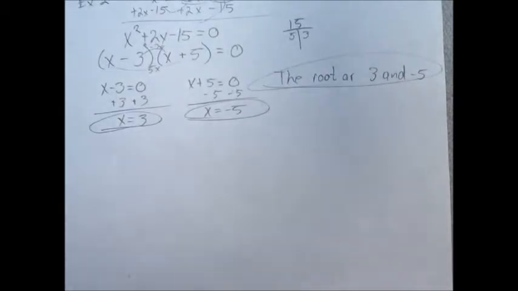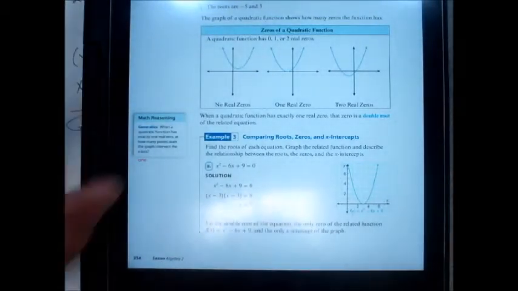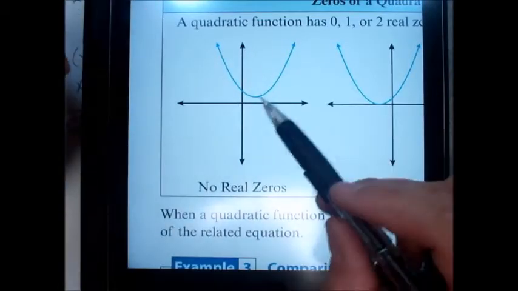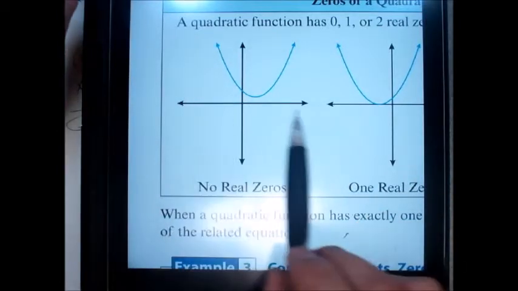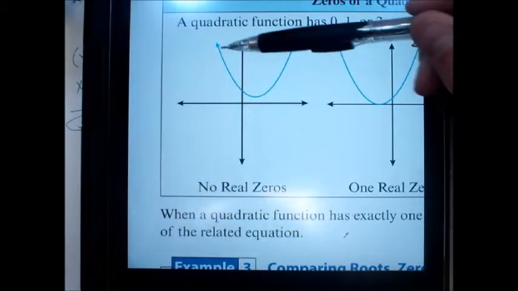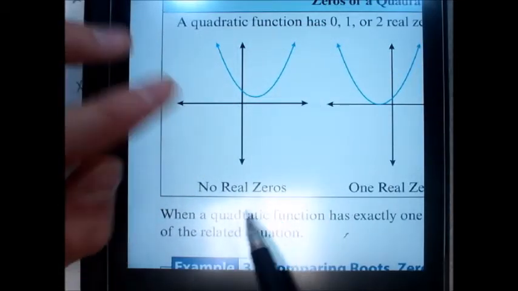Take a look at that graph that they give you. It's a little chart that says zeros of a quadratic function. If you type the equations into your calculator, it's nice because it'll tell you how many zeros you have. Sometimes you will have no zeros. Notice it never crosses the x-axis. That's why I called them x-intercepts. It's because of where they cross the x-axis. So if it never crosses the x-axis, there will be no real zeros or no zeros.